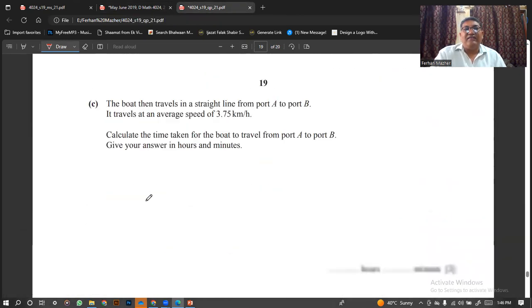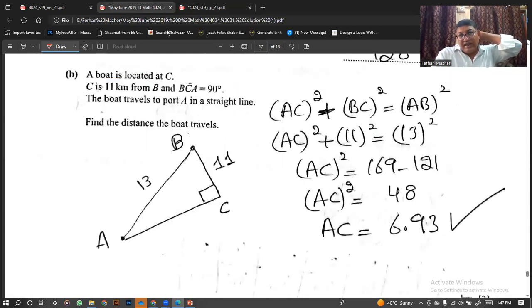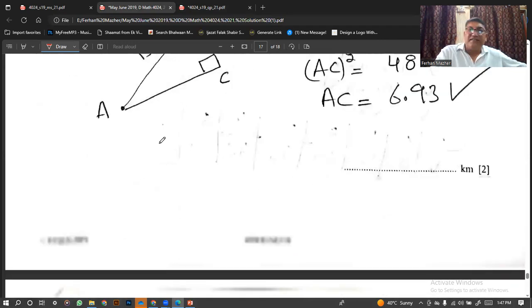Okay, then we have the last part, C part. It says the boat then travels in a straight line from the port A to port B. It travels at an average speed of 3.75 kilometers per hour. Calculate the time taken for the boat to travel from the port A to port B. Give your answer in hours and minutes. So this is the speed given, and we know the distance between A and B is 13 kilometers.